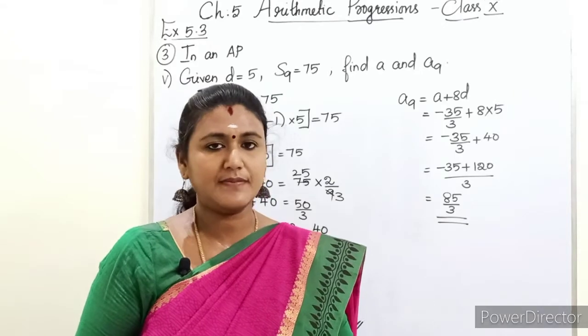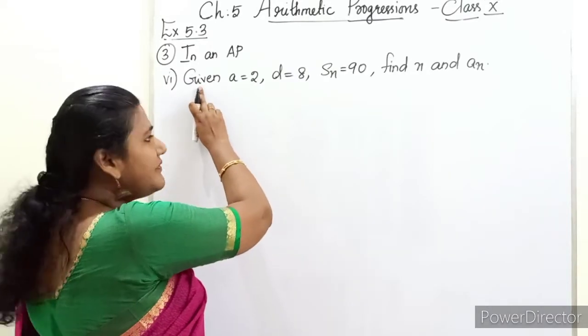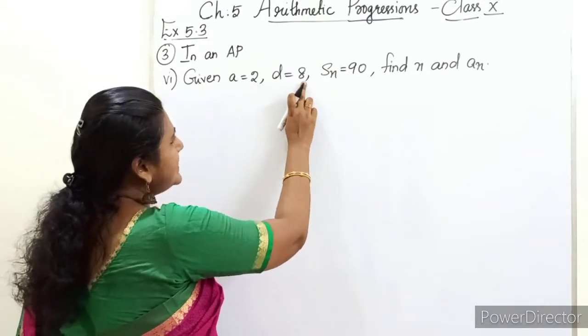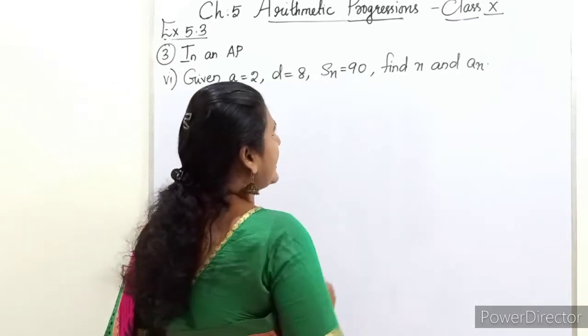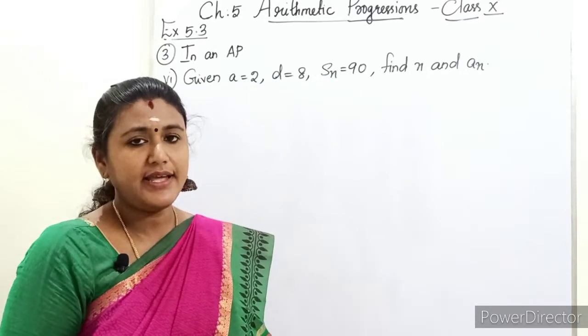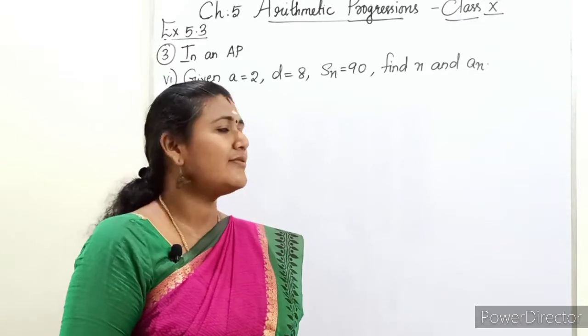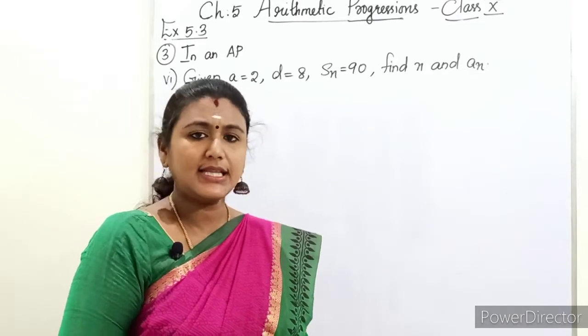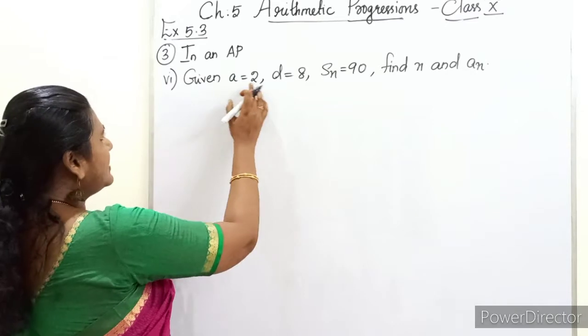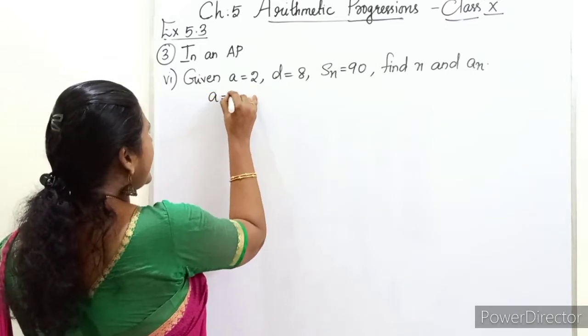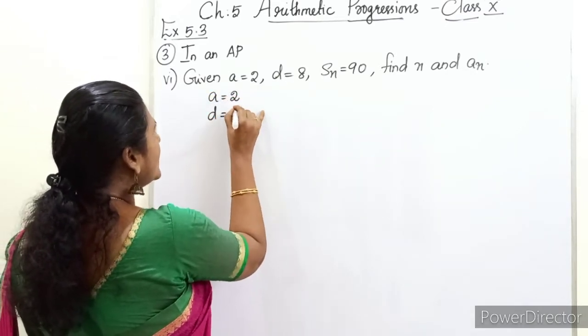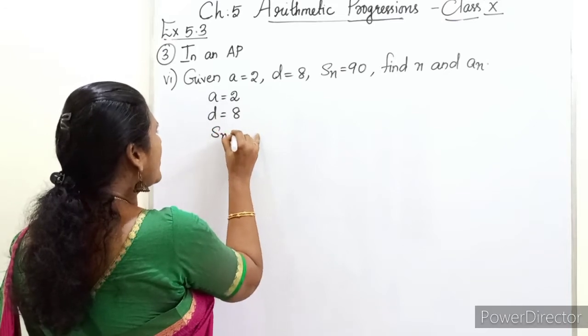Now the next question. Question number 6: given a is equal to 2, d is equal to 8, Sn is equal to 90, find n and an. So here we have to find the value of n and the nth term. Okay, so what are the quantities given? a is equal to 2, d is equal to 8 and Sn is equal to 90.